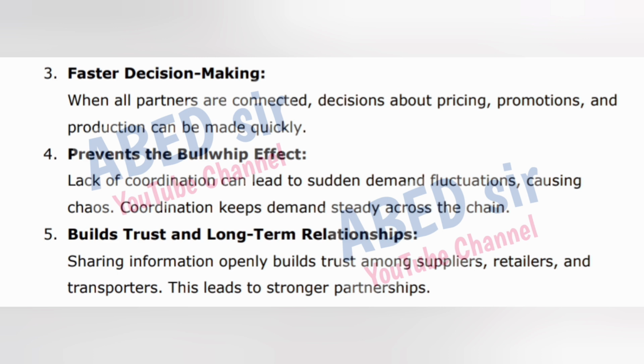4. Prevents the bullwhip effect. Lack of coordination can lead to sudden demand fluctuations, causing chaos. Coordination keeps demand steady across the chain. 5. Builds trust and long-term relationships. Sharing information openly builds trust among suppliers, retailers, and transporters. This leads to stronger partnerships.